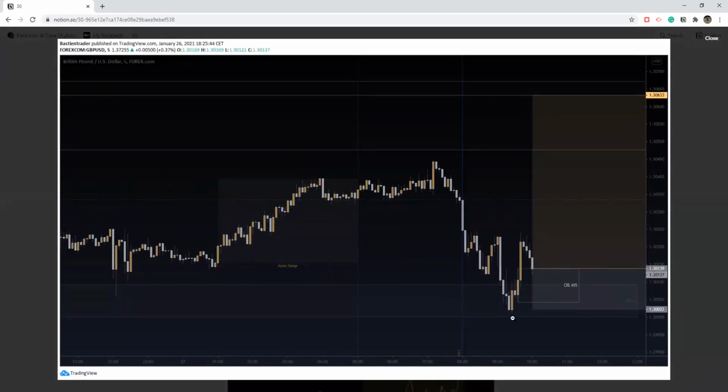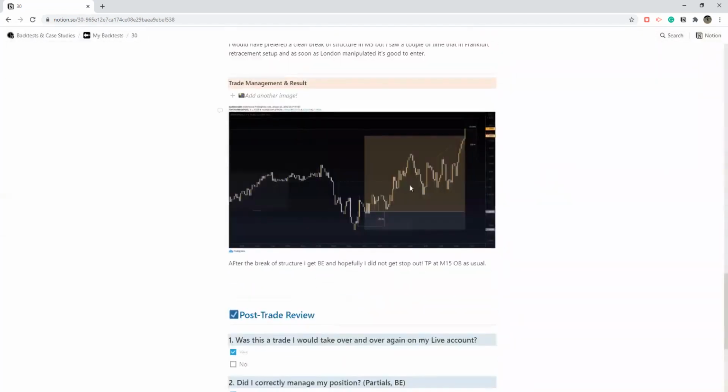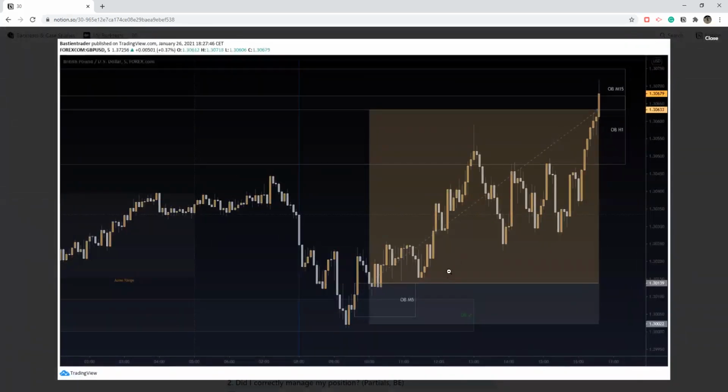Yeah, this is not an entry for me personally. Yes, because it didn't break this structure on the 5 minutes. It creates nice liquidity above that could potentially get taken out, but I think this is not an entry for me. Yes, it taps into the OB, and knowing that we have something below, maybe we can expect another run. But yes, you can see again that the market reverses.